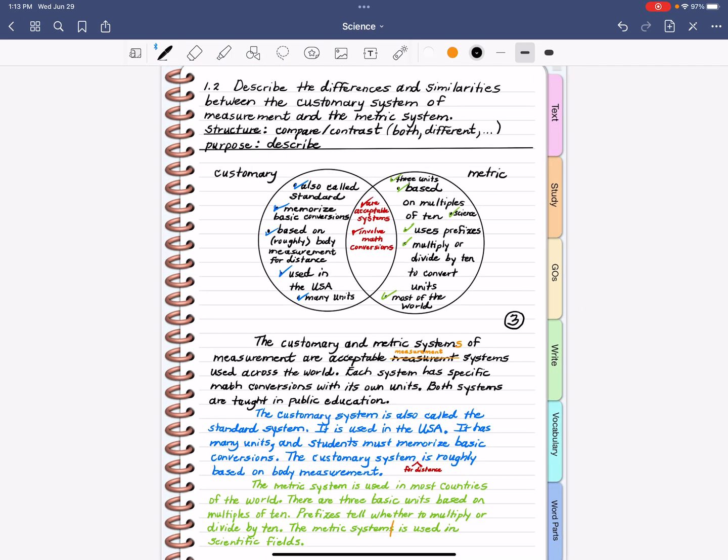Now, let's be sure we did what the directions said. It said to describe the differences and similarities between the customary system of measurement and the metric system. We need to structure it as compare-contrast, and we did that. We used the structure of the essay to actually do that. And the purpose was to describe, and we definitely have done that.